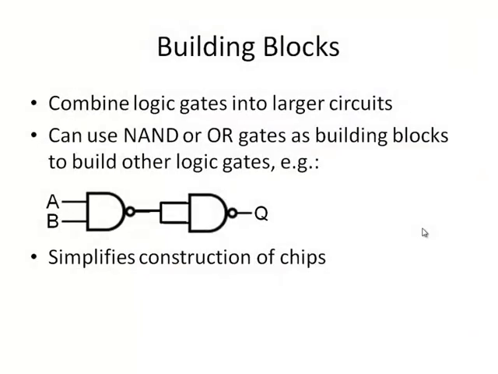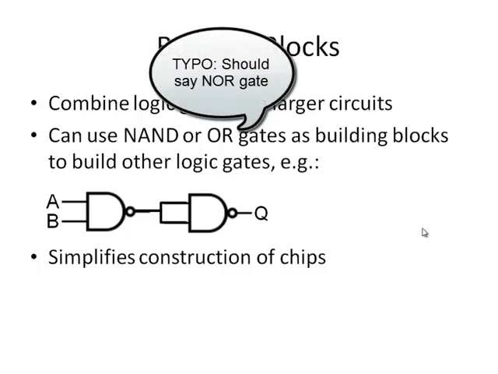That's what individual logic gates do, and those are some of the most common ones. You can actually combine lots of different logic gates to build a larger circuit. For example, you can use NAND, and it should say NOR here, gates. You can use NAND or NOR gates as building blocks to build other logic gates.